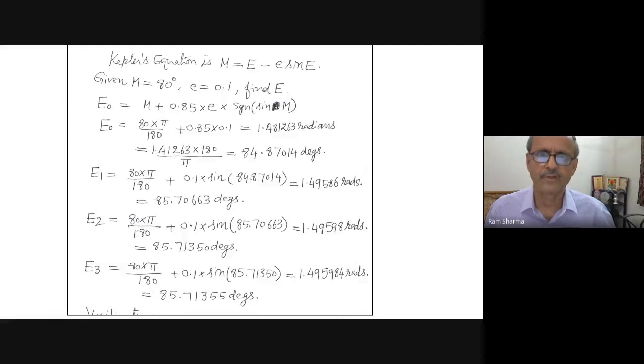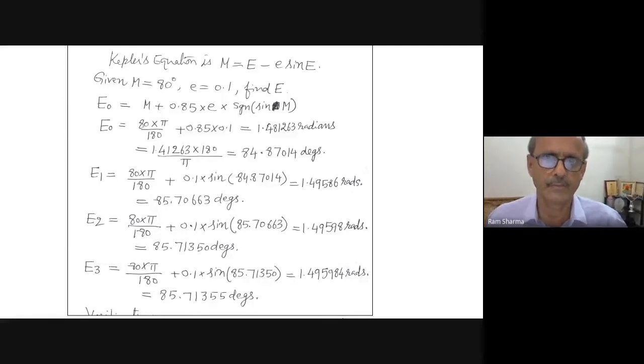Now Kepler's equation, which we will use: m equals E minus e sine E.